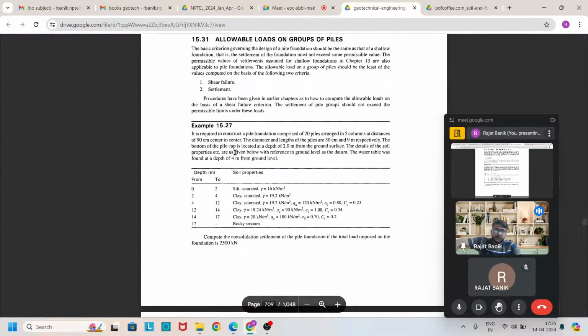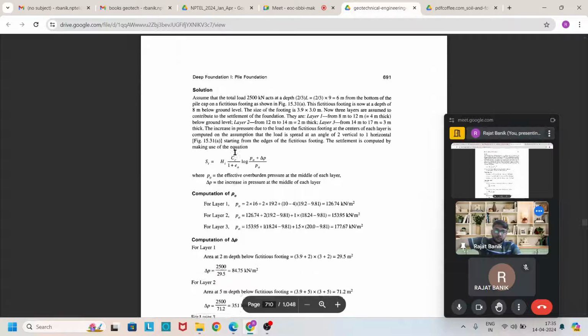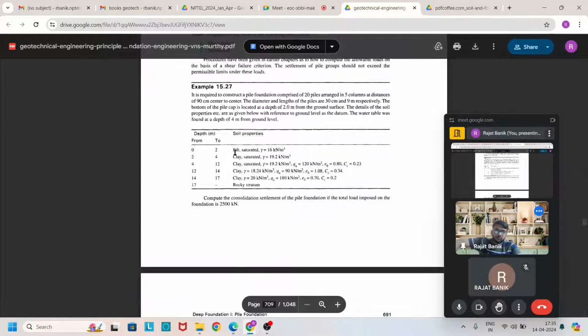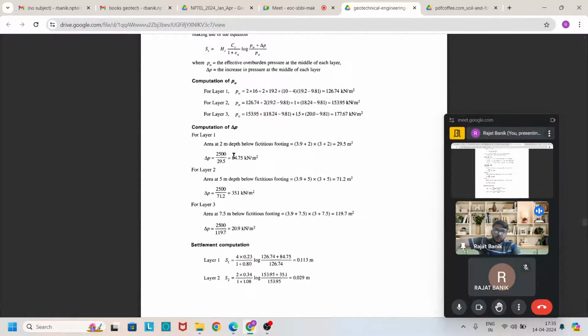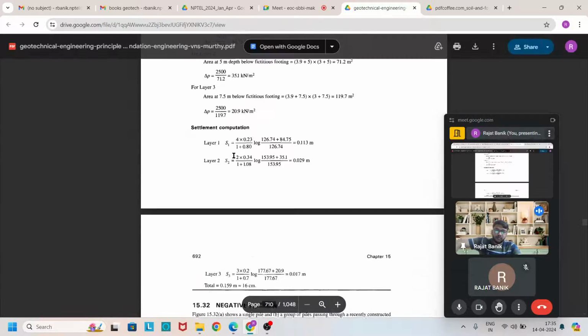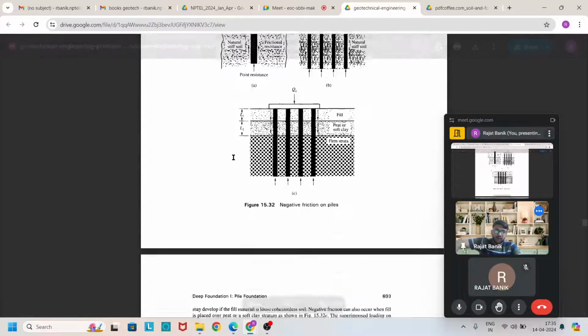So here, you go through it. This is a big problem. This is a very important problem for your exam purpose.